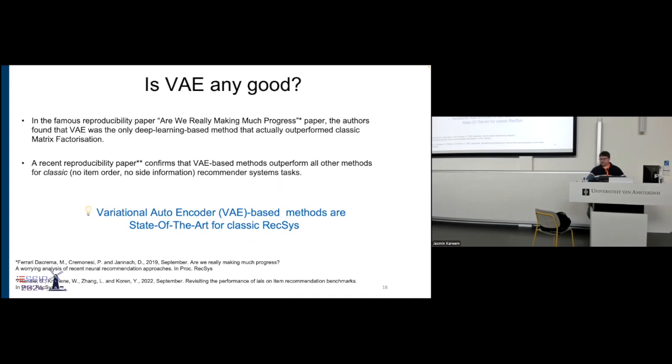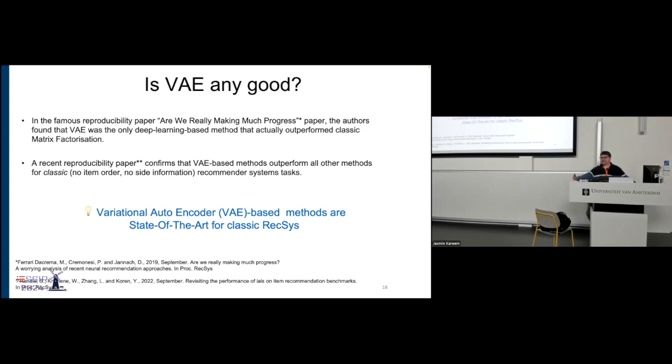Okay, so is the variational autoencoder any good? The answer is yes. Despite this model being about 6 years old, variations of this model are still state of the art in the classic recommender systems scenario. There have been several reproducibility studies. For example, there was a very famous one from Dacrema et al., a reproducibility paper which claimed that most neural networks are not any good for recommender systems. And this model, the variational autoencoder, was the exception.